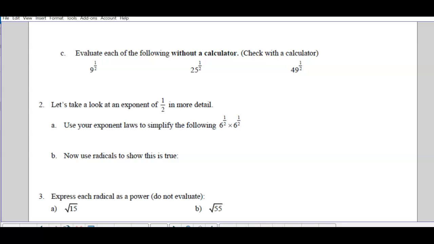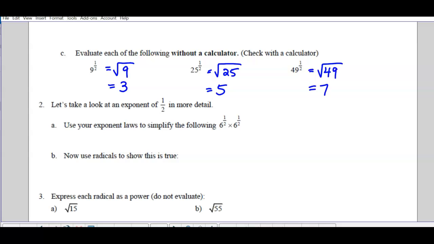Now it says evaluate each without a calculator. You can check, but let's think. What I just said was, turn over your page, there's some graphics there. We decided that when you raise something to the exponent 1/2, it's the same as taking the square root. So really, you're taking the square root of 9 here, which is 3. Don't need a calculator. Here's square root of 25, which is 5. Square root of 49, which is 7.